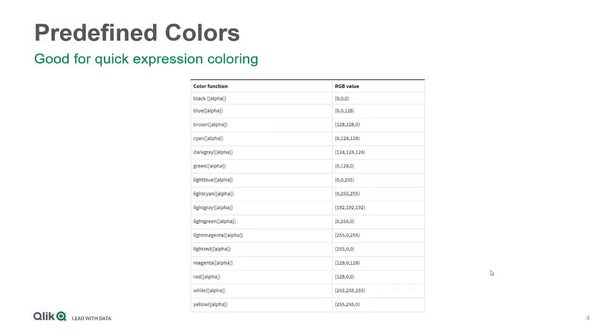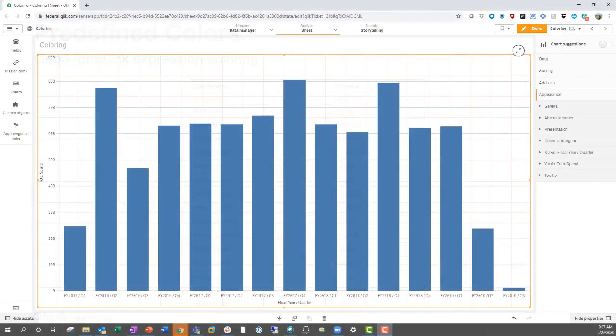So here you're going to find the predefined values in Qlik. You can see we've got all these various functions, black, blue, brown, etc., and what their corresponding RGB value is. We'll touch on RGB in a second. But essentially you have these color functions. There is an option to put what's called an alpha number in between, which basically will give you the opacity of the color. So let's take a look at how this actually works.